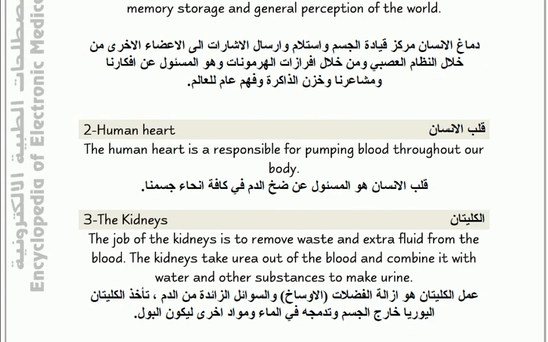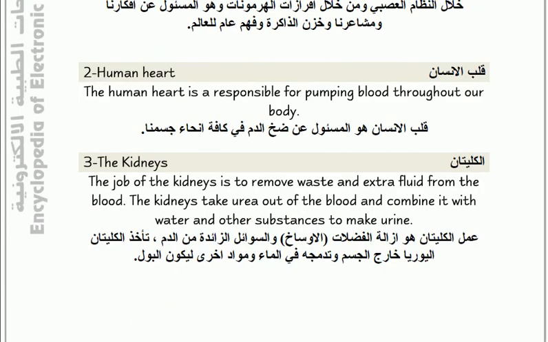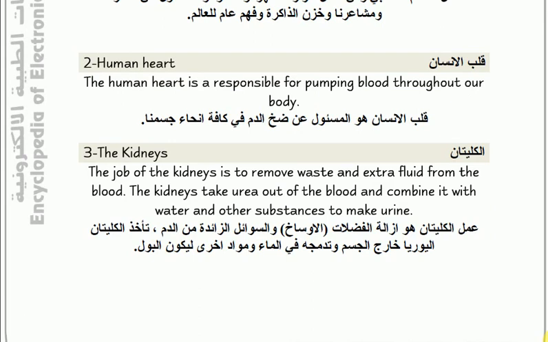2. Human heart. The human heart is responsible for pumping blood throughout our body. 3. The kidneys. The job of the kidneys is to remove waste and extra fluid from the blood. The kidneys take urea out of the blood and combine it with water and other substances to make urine.